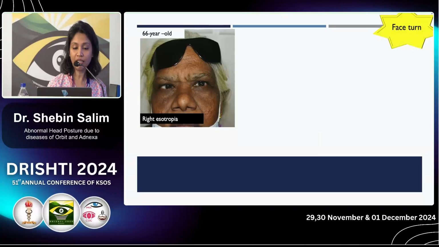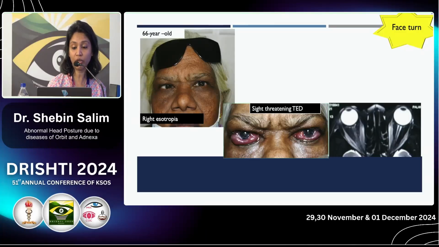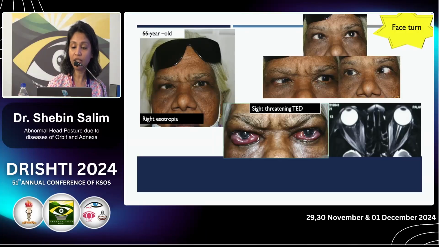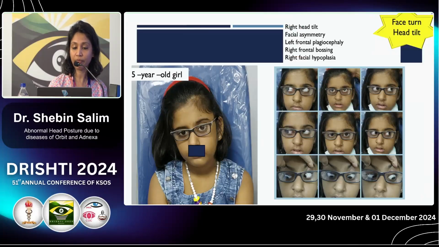This lady initially presented with sight-threatening thyroid eye disease, and she was treated. Then she developed cataract. Following cataract surgery, she started having diplopia. We can see she has right esotropia and a slight face turn towards the right side. She underwent squint surgery.